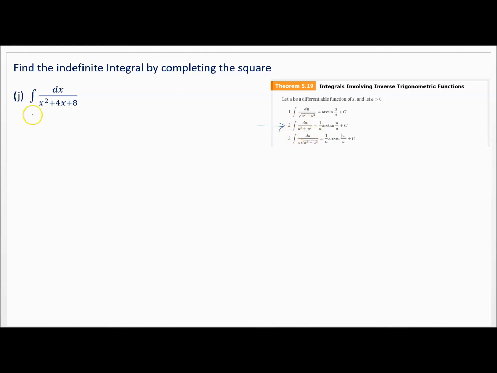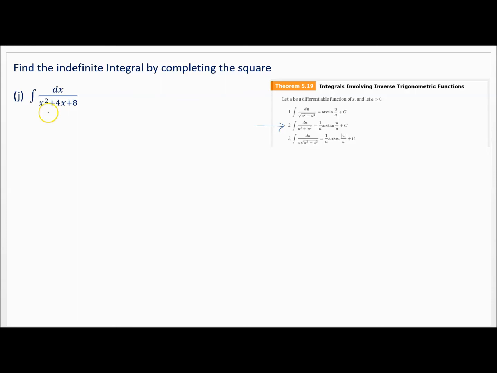But we don't have two perfect squares that we're adding together right now. So the technique is to complete the square. And you've probably learned the method of completing the square in various courses along the way. But if you haven't, I'm going to show you.